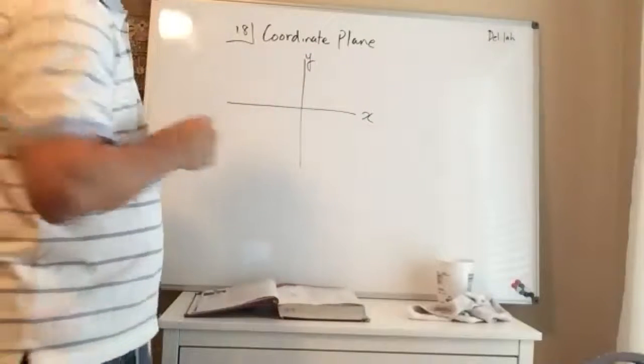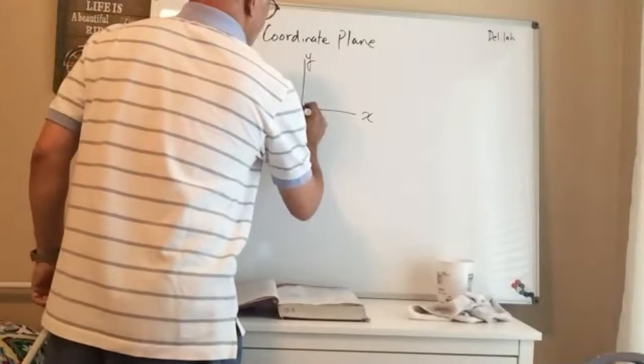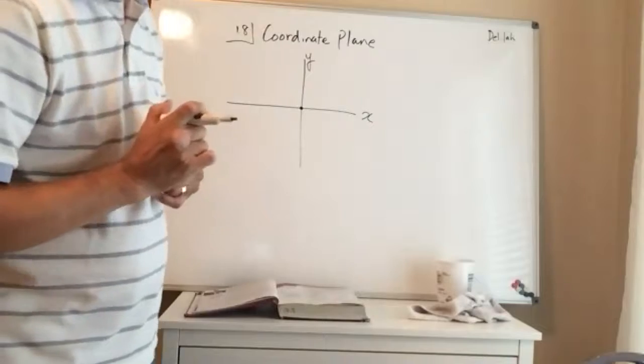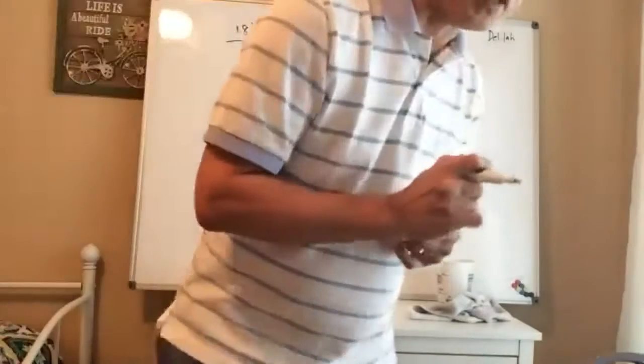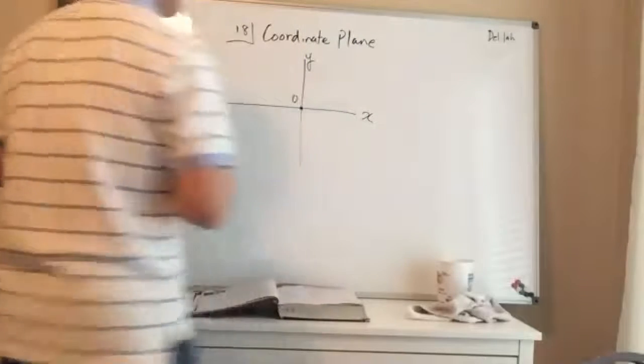Okay, and then because of these, obviously we have the point here. What is this point called? Anybody? Anybody know what this point is called? The origin. This is the origin. Okay, so this is the origin.